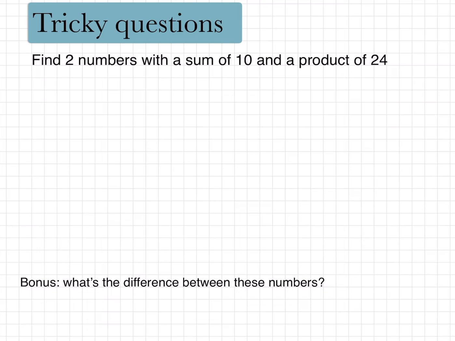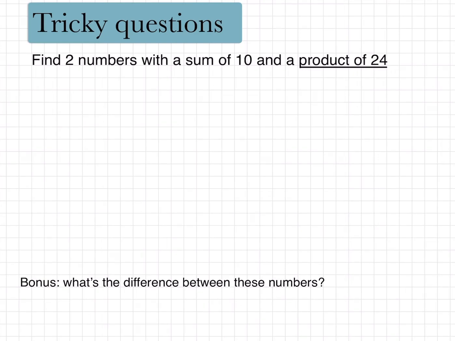Now let's look at some tricky questions that might come up in your exams. So they could say, find two numbers with a sum of 10 and a product of 24. Now, this would be tricky because we have to kind of work backwards a little bit. Let's start with our product of 24 bit. How do we know which numbers have a product of 24?